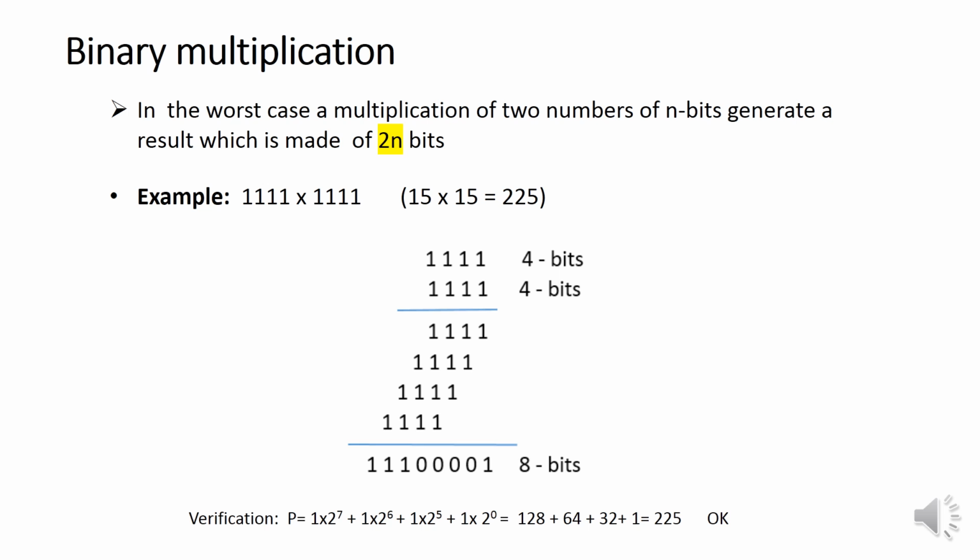The highest number that can be represented with 4 bits is the number 1111, which is equal to decimal number 15. So the multiplication of 15 by 15 will give us the highest number we can get with 4 bits. So this is the multiplication.